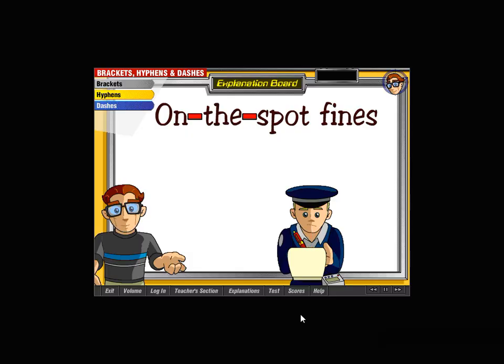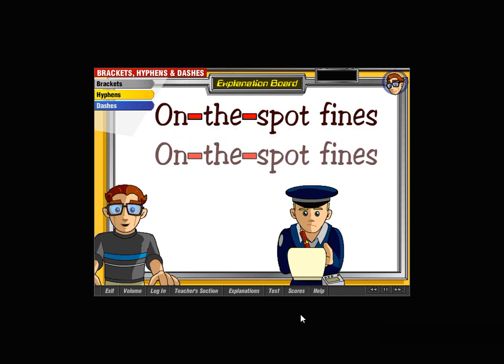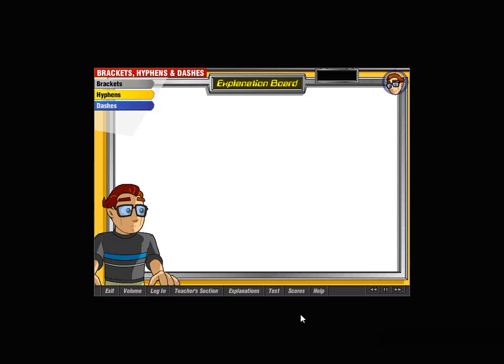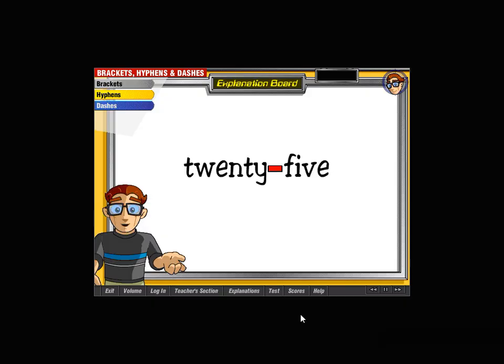In this example of on-the-spot finds, on the spot is a compound adjective to describe the finds. Without the hyphen, there are three separate words, and the meaning of the expression is different. Larger numbers should always have a hyphen. For example, 25. The hyphen joins a 20 and a 5 to make one idea.